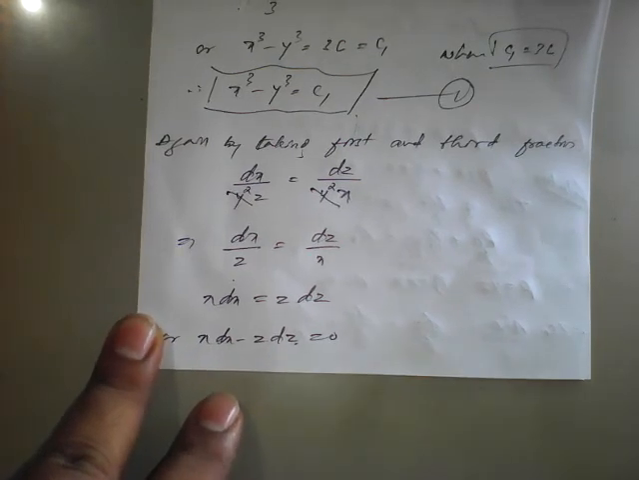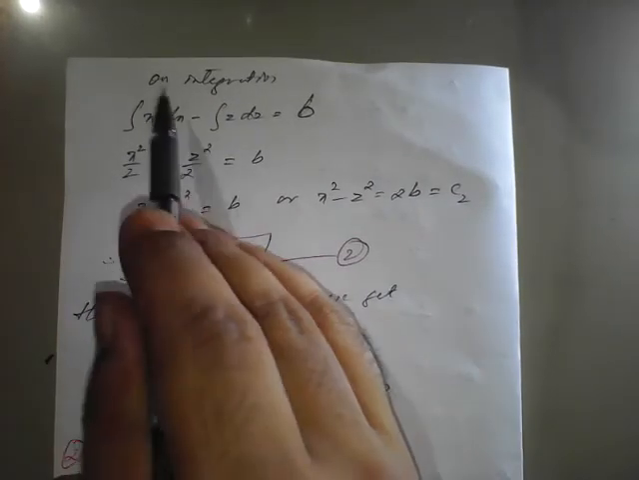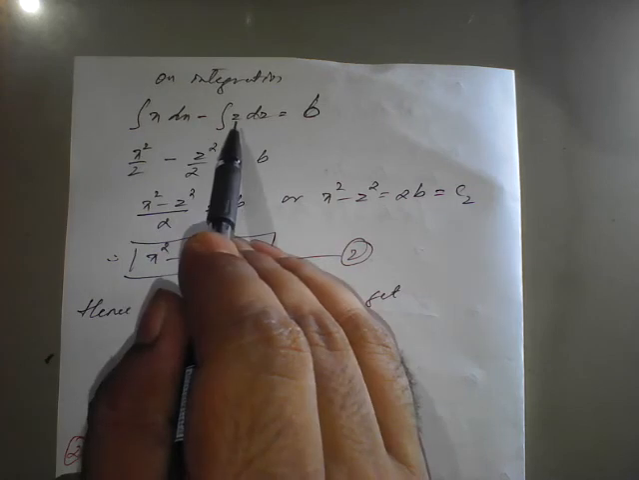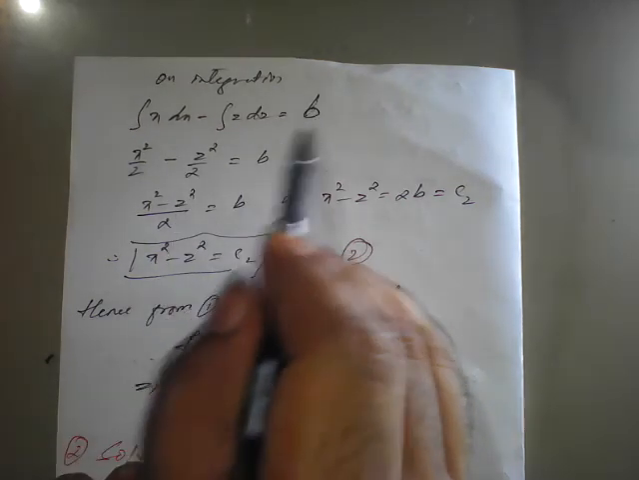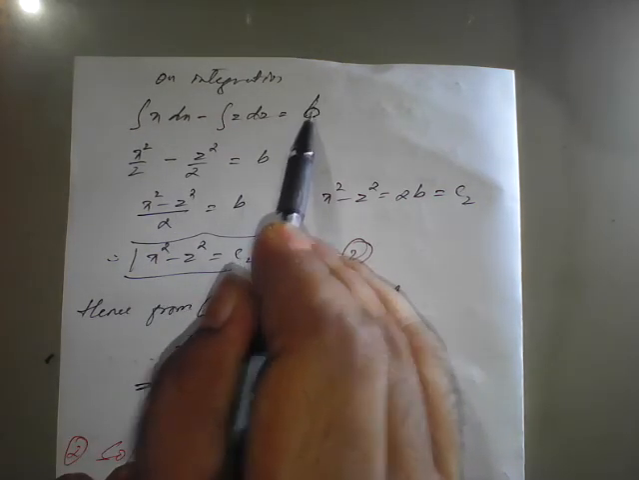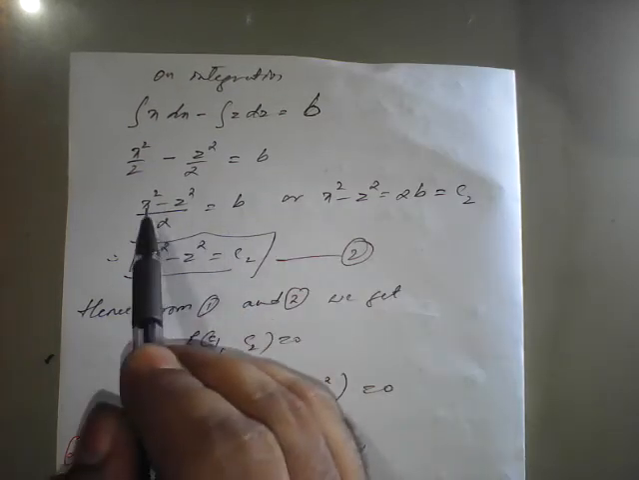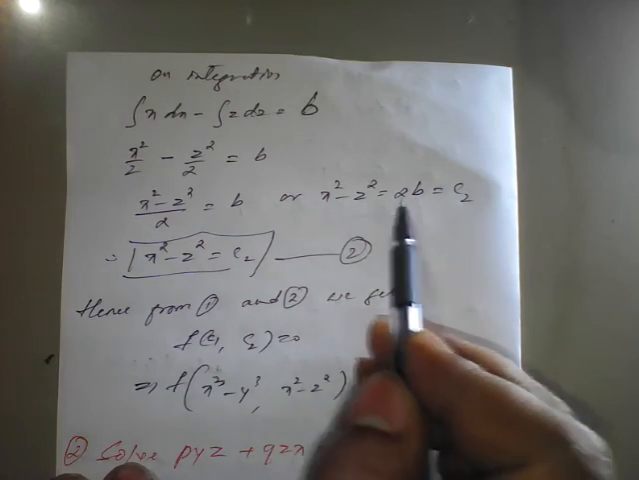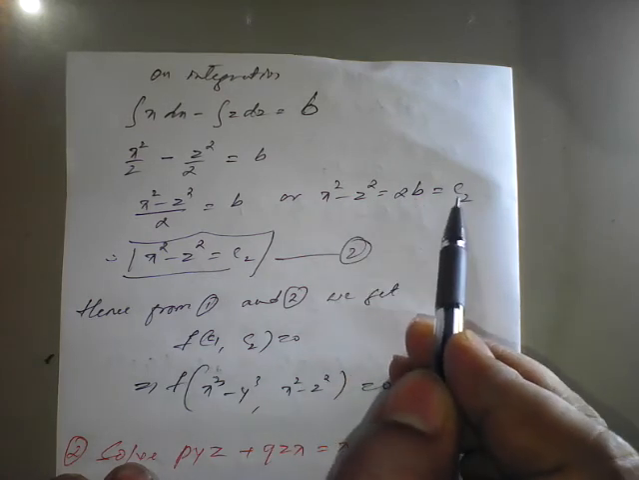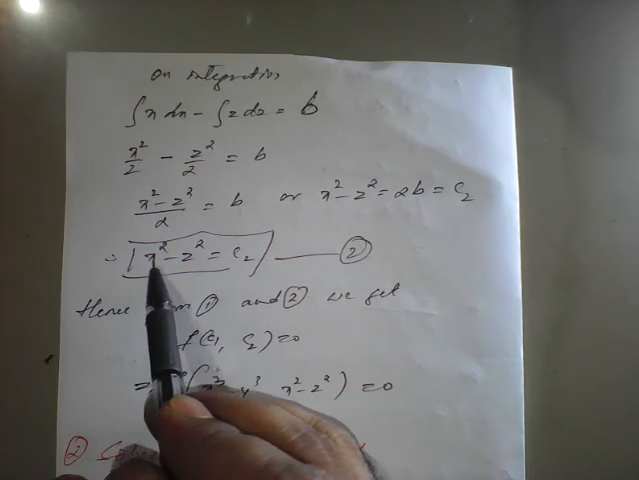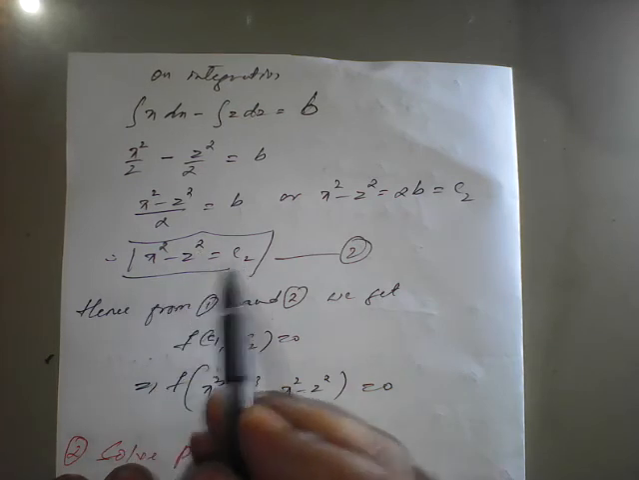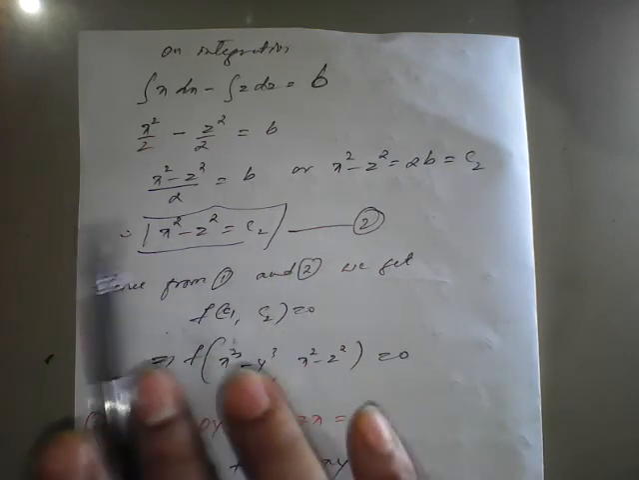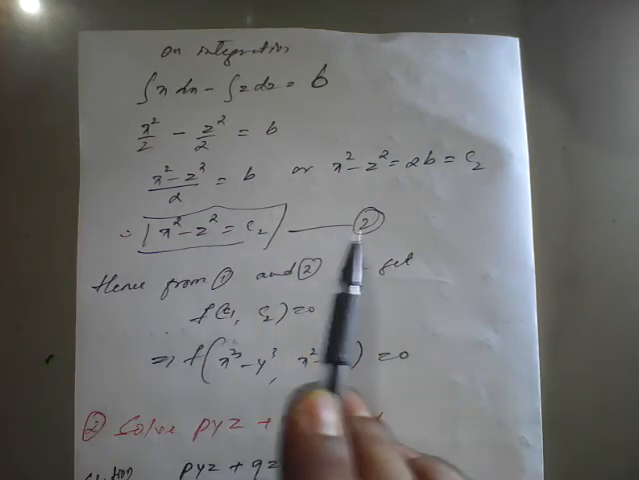On integration, the integration of x is x square by 2 minus the integration of z, which is z square by 2, is equal to the integrating constant we have added here, that is b. Taking the LCM, x square minus z square upon 2 is equal to b. Cross multiply, so x square minus z square is equal to 2b. This 2b I am going to consider as c2. So we get the solution x square minus z square is equal to c2, which is the solution of the first and third pair. So equation number 1 is from the first two pairs, and from the first and third we got equation 2.